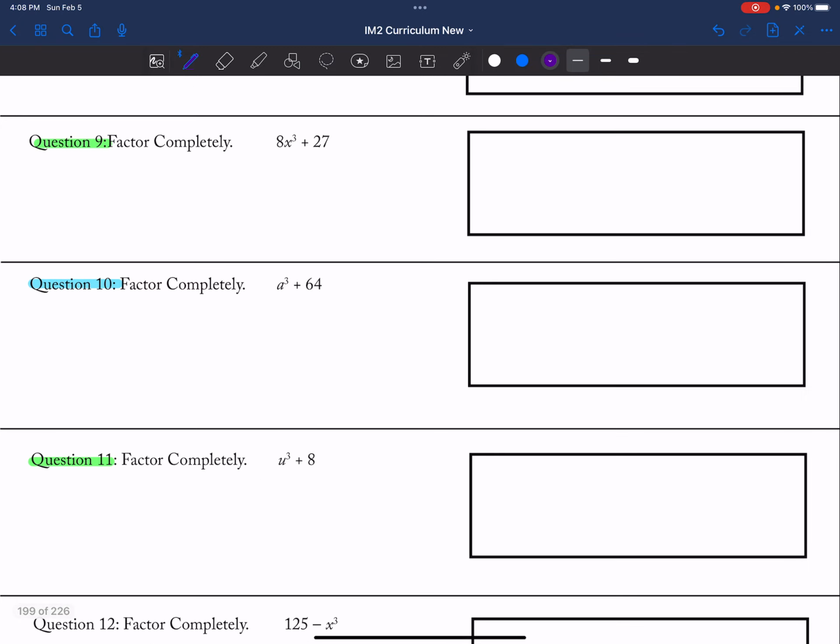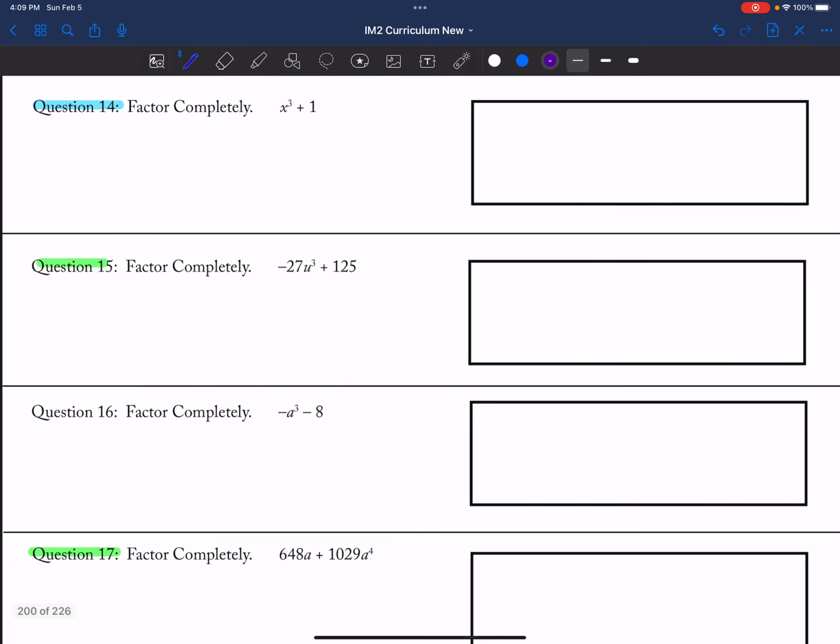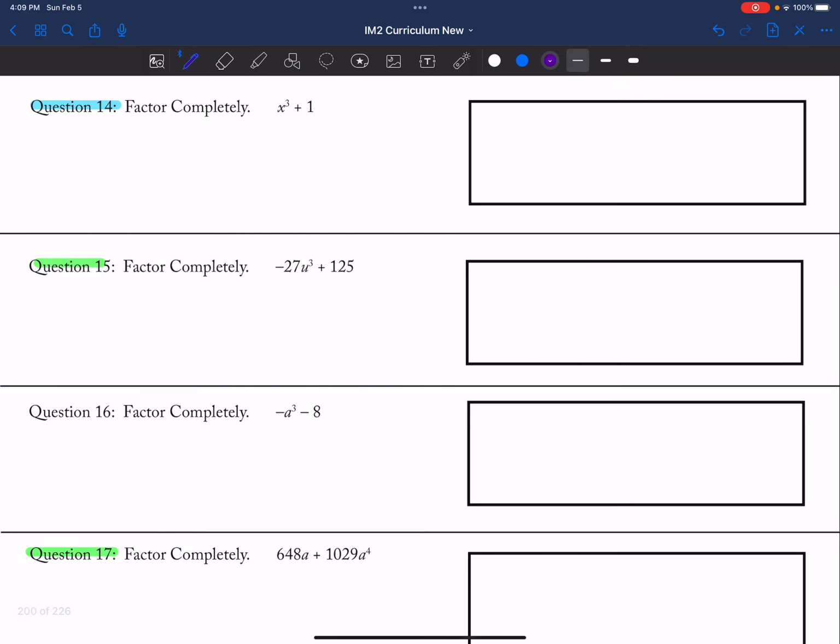Okay, so 64 is a sum of cubes. So this is a plus 4, because that's the cube root of 64. A squared plus 4a plus 16. A plus 4, a squared plus 4a plus 16. Okay. x cubed plus 1 is x plus 1, x squared plus x plus 1.